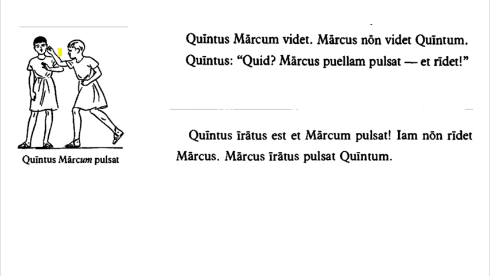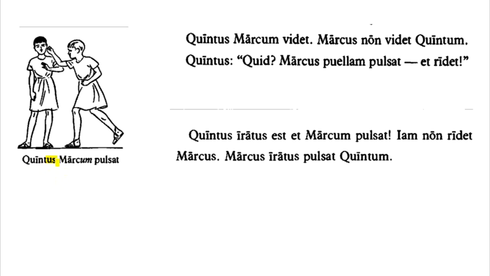If you look in your book, you have these example sentences. Quintus Marcum pulsat, right? Note that Quintus here is your subject, and this is indicated by the fact that he's in the nominative case. Remember, the nominative case is the basic form of the noun, but at the same time, the nominative case is always used for your subject. You'll never have the nominative case used for anything other than being the subject, right?